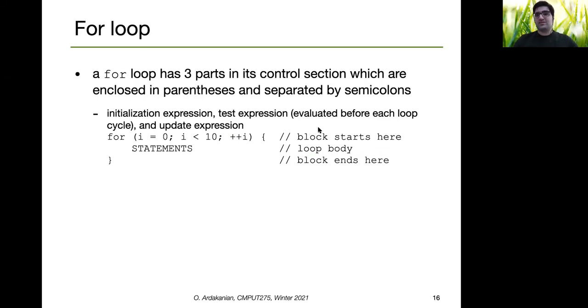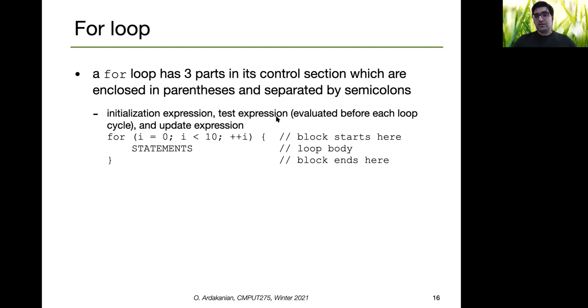So the first type of loops that we use in C++ is the for loop. A for loop has three parts: initialization expression, test expression, and the update expression. These three parts are usually enclosed in parentheses, and they are separated by semicolons. So the initialization expression just initializes the loop variable, in this case i. The test expression is checked or evaluated before each loop cycle.